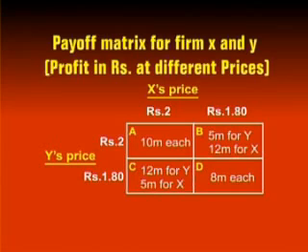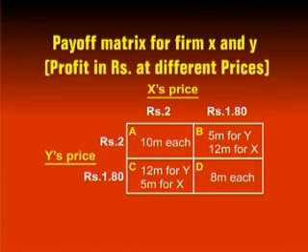Now let us assume that at present both firms, that is X and Y, are charging a price of 2 rupees and that they are each making a profit of rupees 10 million, giving a total industry profit of rupees 20 million. This is shown in the top left-hand box A. Now assume that they are both independently considering reducing their price to 1.8 rupees. That is independently, not together.